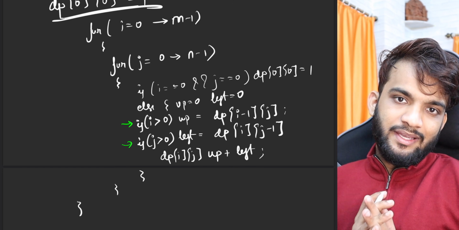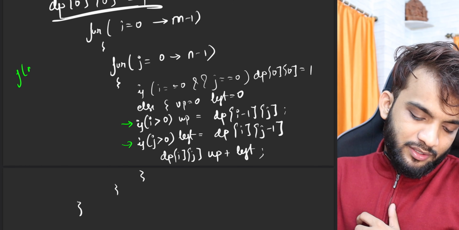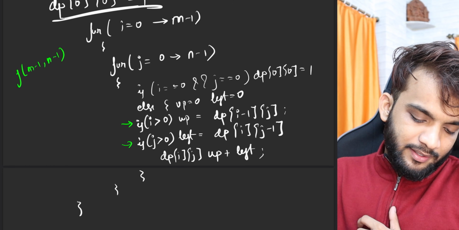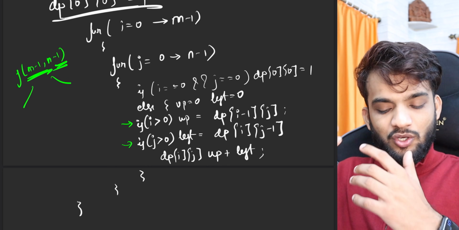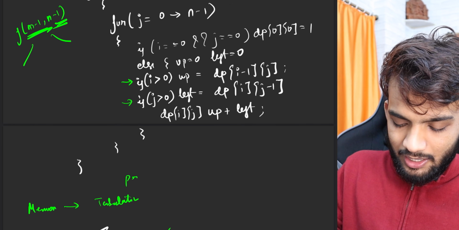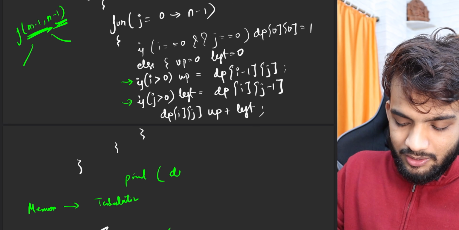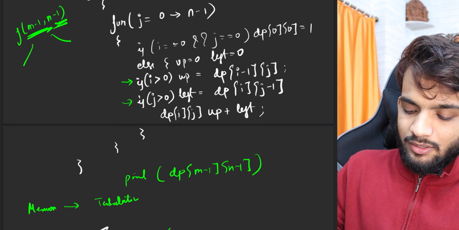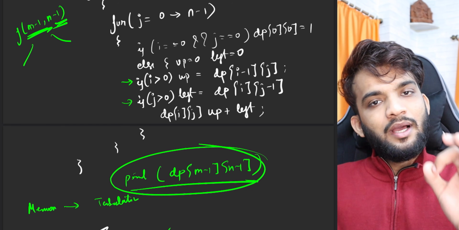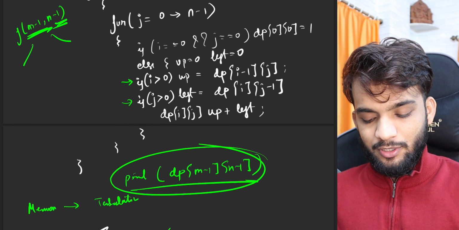Now if you remember, in the recurrence we started with f of m minus 1, n minus 1, and then we split and got the answers. So if m minus 1, n minus 1 is the ultimate answer, over here the ultimate answer will be stored in dp of m minus 1, n minus 1 only. Thereby, you get your answer. That's how you do tabulation.